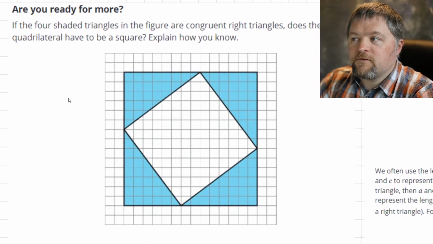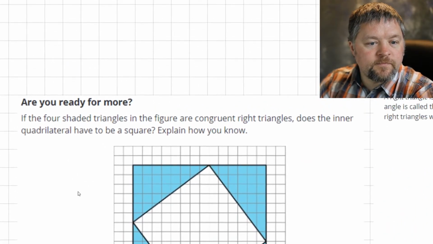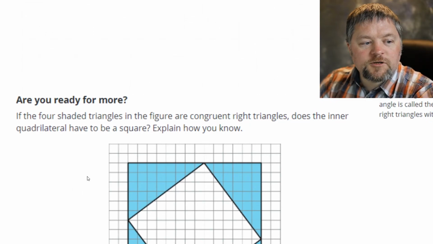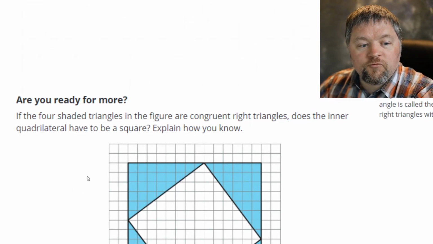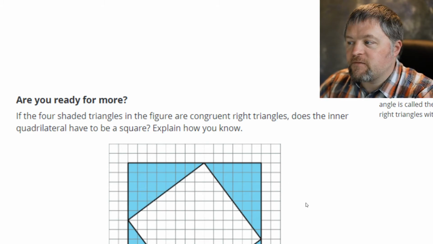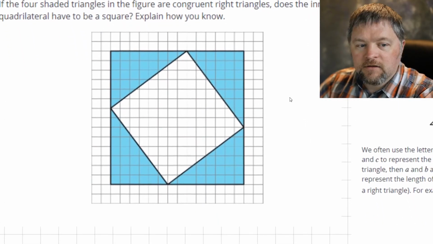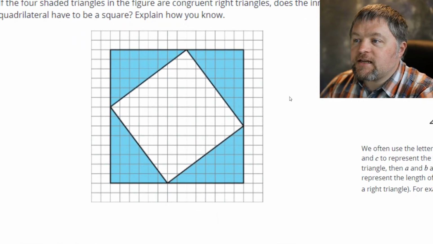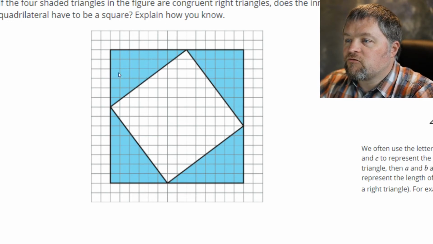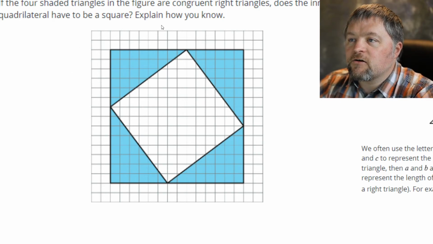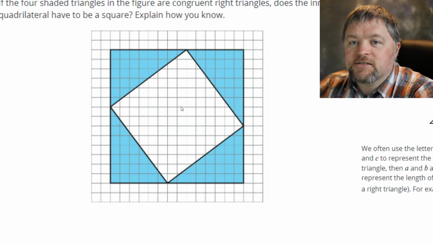The "Are you ready for more?" question says, if the four shaded triangles in the figure are congruent right triangles, does their inner quadrilateral have to be a square? So if these shaded triangles are congruent and they are right triangles, does the inner quadrilateral have to be a square?